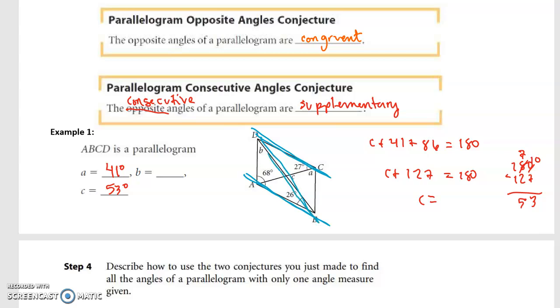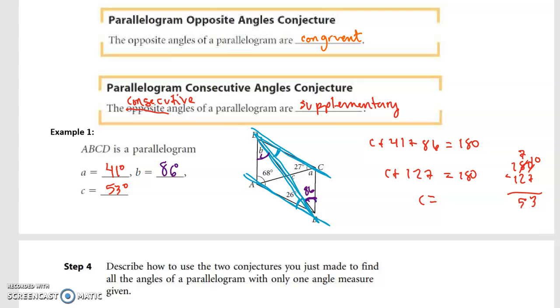Notice this diagonal here is acting as a transversal, so we have our very, very famous alternate interior angles. These angles are alternate interior. But then we have another set of alternate interior angles. This one and this one here. That's going to help us because this right here is going to be 86. Remember, we found that. And its alternate interior is also 86.